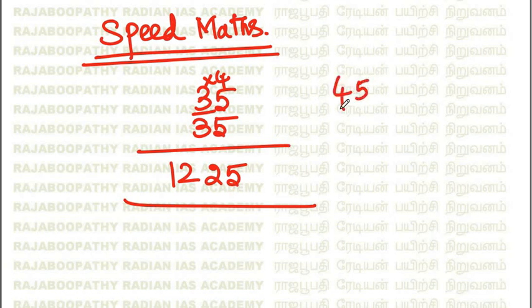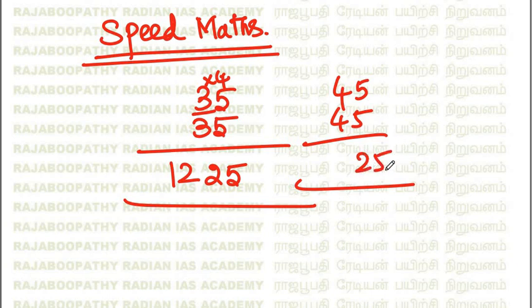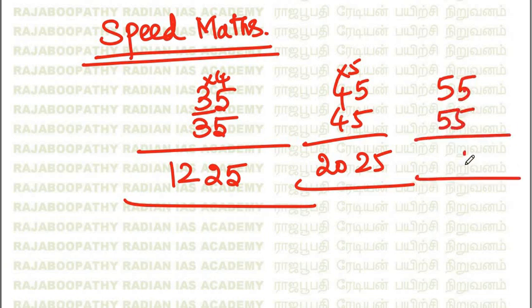For example, 45 into 45, you can immediately write 25 as the last two digits, because the number ends with 5. Then 4 into the next number 5. 4 into 5 is what? 20. Therefore, 2025. For example, what is 55 into 55? 5 into 5, 25. Then 5 into 6, 30. Understood?